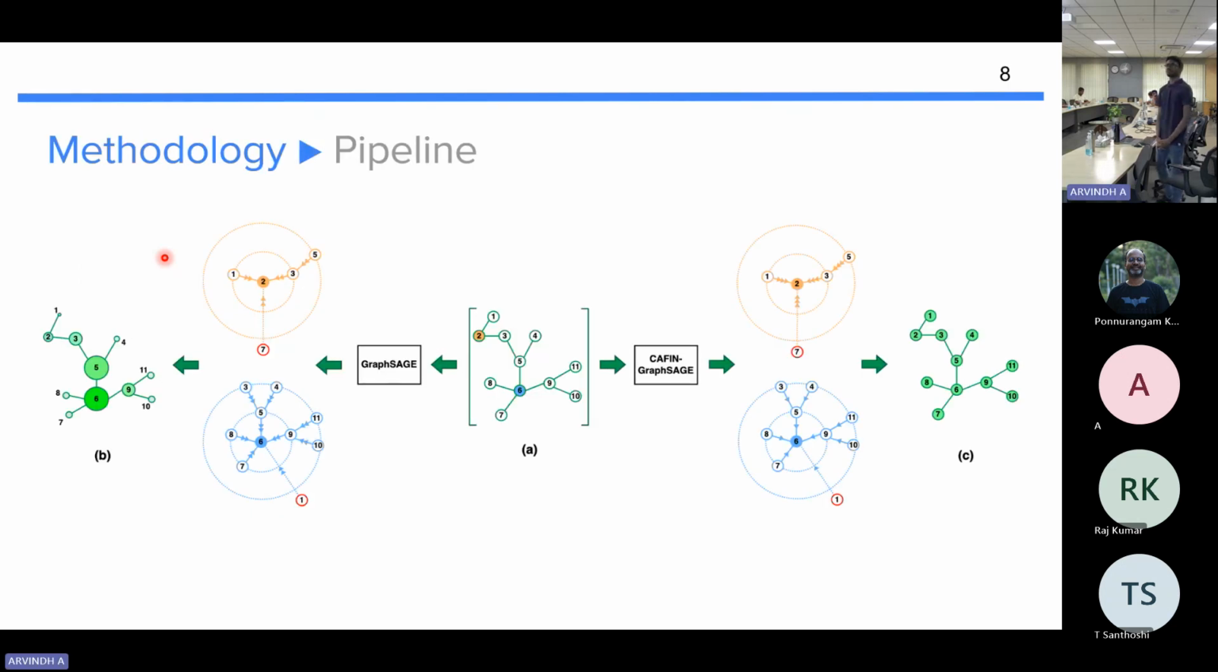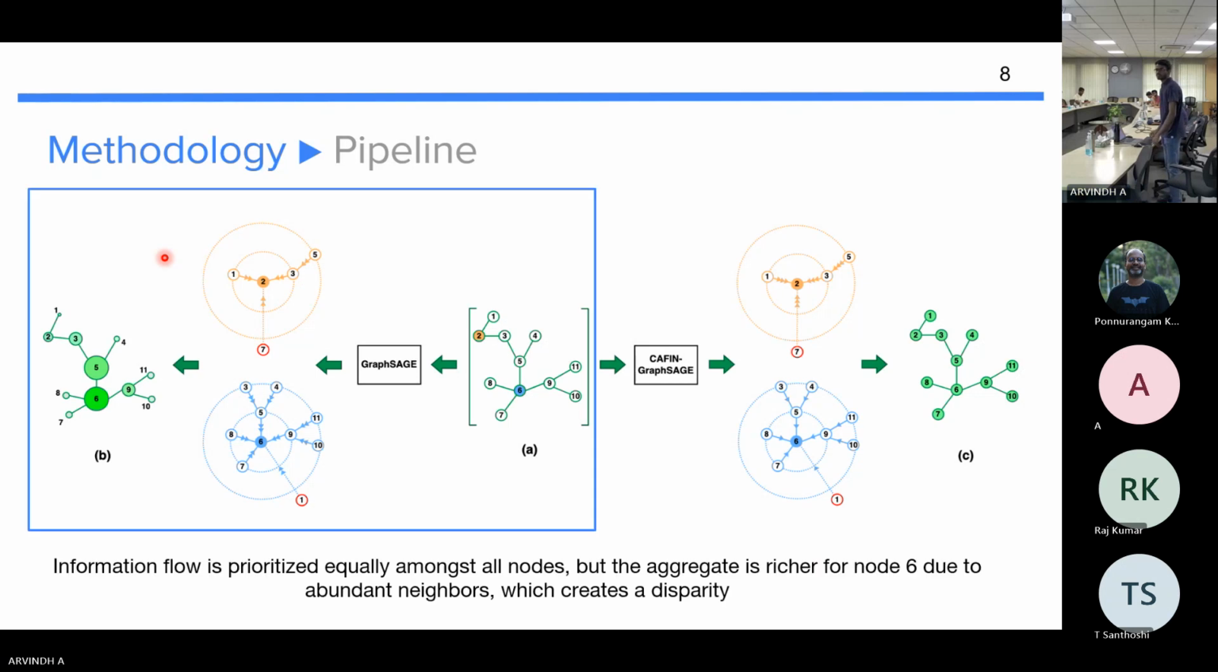I'll now give a brief overview of the pipeline on how CAFIN works. If you see the flowchart on the left, what GraphSage and most other frameworks do is prioritize the information flow equally amongst both of these combination graphs. So the combination graph for node 6 and node 2, as you can visibly see, node 6 has a much richer combination graph, and the information flow is equally prioritized. So this will lead to node 6 having larger access to information just because it has abundant neighborhoods. And this would reflect in the downstream task accuracy as well, because the representations are better learned for node 6 when compared to node 2.